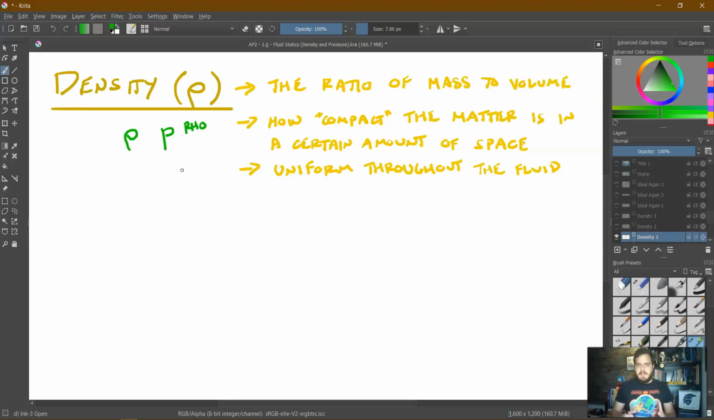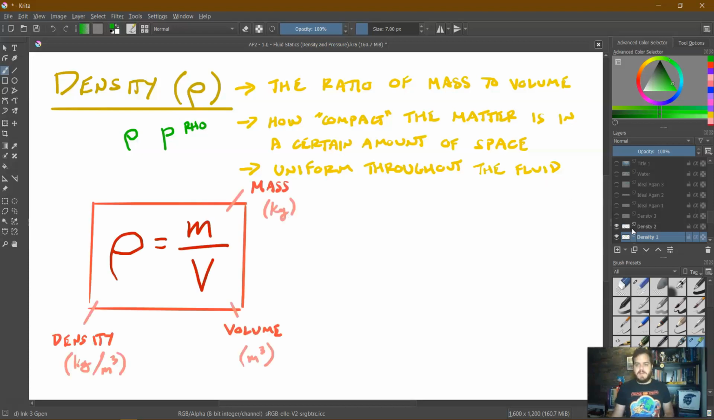And density is the ratio of mass to volume for a particular substance. So the equation is pretty simple. Rho is equal to mass over volume, where keep in mind that V needs to be a capital V, because lowercase v is velocity, where the mass is in kilograms, the volume is in meters cubed, and so density is therefore in kilograms per meter cubed.